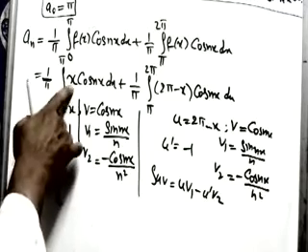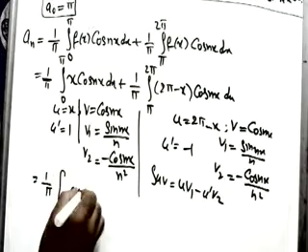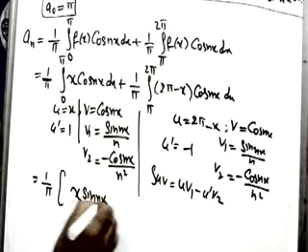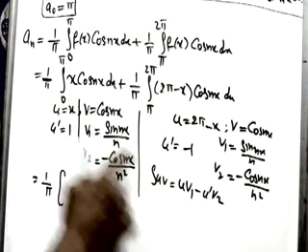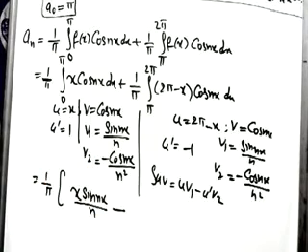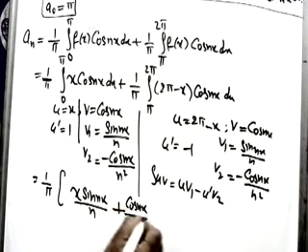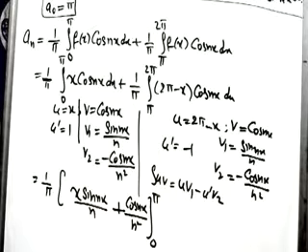So let me substitute here 1 by pi into, what is the formula for this? u v1. u is x into v1 is sine nx by n. u v1 minus u dash is 1 into v2. v2 is again minus, so minus 1 become plus cos nx by n square. Limits are from 0 to pi.